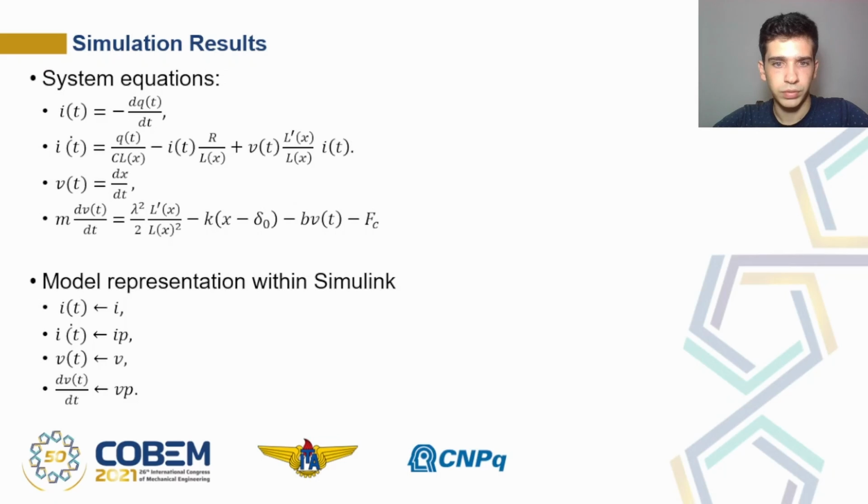Here we recover those 4 equations of our model, 2 from the electrical system and 2 from the mechanical system, and below we show the MATLAB variables that we used to represent each of those. The current is I, the current rate of change is IP, the speed of the plunger is V, and the rate of change, the acceleration of the plunger, is Vp.